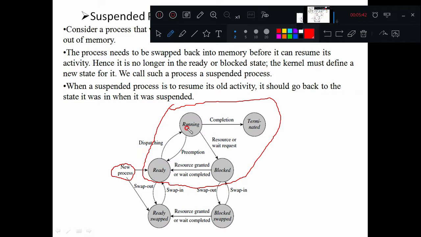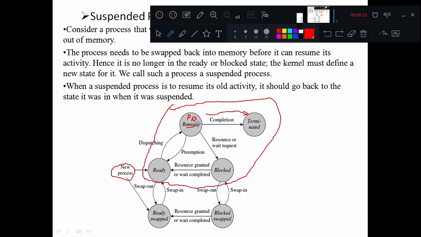So when the process P1 is running, let us say it doesn't request any kind of resources, so it takes very little time for its execution. Then once the execution of that particular process is finished, its state will be changed from running to terminated. This transition takes place once the execution of the process is over, and the state of the process becomes terminated.